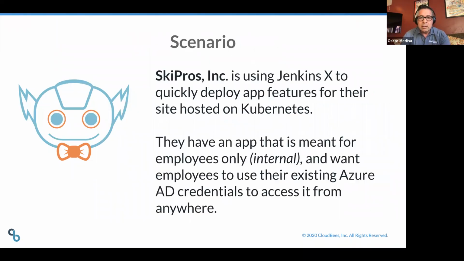So under that, here is sort of a little bit of a write-up of what we're trying to do, right? This fictitious company, Ski Pros, is using Jenkins X to deploy features to their app. It's an intranet, so they're looking to protect the application and not have it accessible publicly. So to that end, we're going to use Azure AD credentials to allow folks to log in, right? So let's go to the next slide.